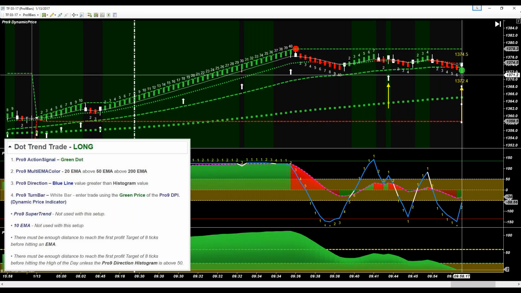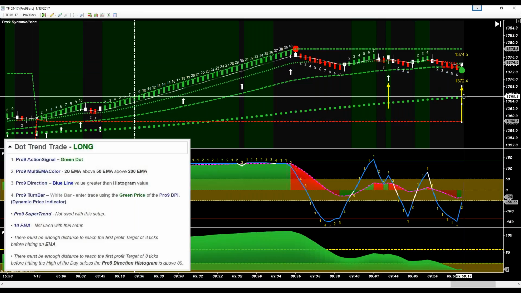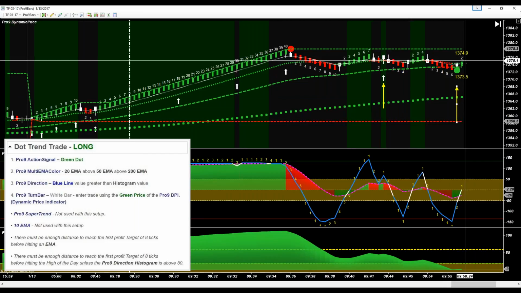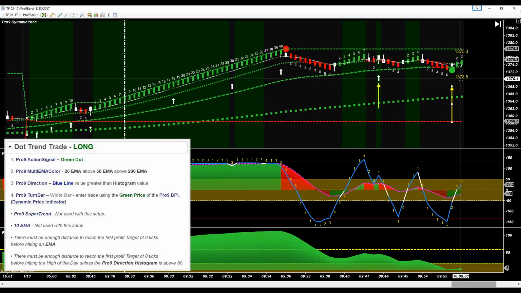So we do have our green dot to be the first clue that we have a dot trend trade. And we have our 20 above the 50, above the 200. And next we're looking for our blue line to be above the histogram. So we may need to wait for this first color bar to plot to confirm. And at the close of this bar, it does confirm. So we can retrace to our original entry price or this first color bar entry price.